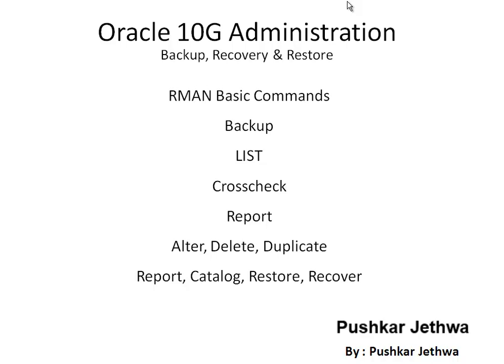Well, there are more RMAN commands. These are just the basic commands which are used frequently. With the help of the backup command, I am going to show you how to perform a database full backup or an incremental backup. Then with the help of the list command, we will see the list of all the backups taken. Then we'll crosscheck the backup. Then we will report the backup. If there is any file or any archive logs which need a backup, then there will be alter, delete and duplicate backup, cloning of the database backups. Then we will see restore and recovery of the backup. So now let's start. I am going to show you how to take a full database backup.